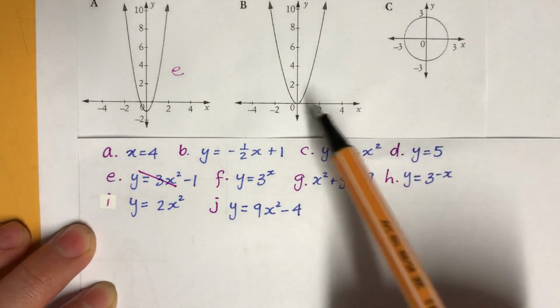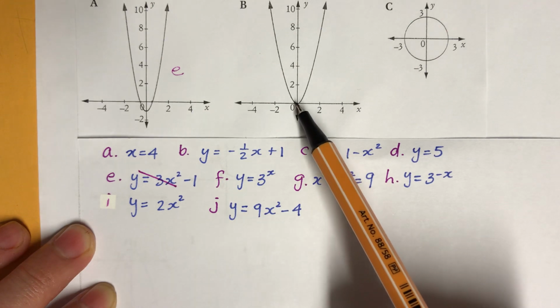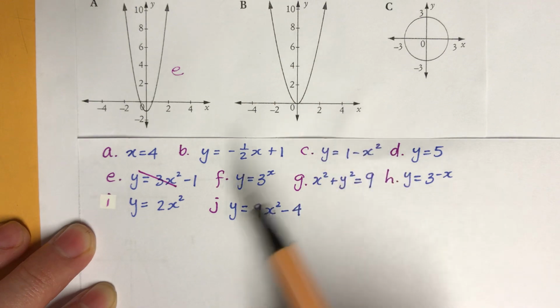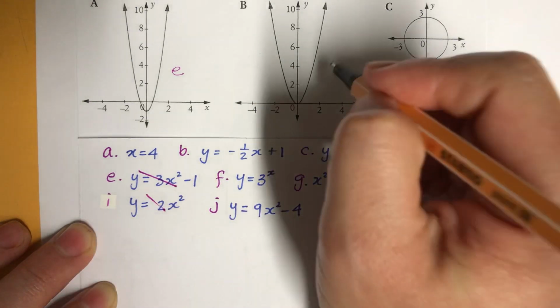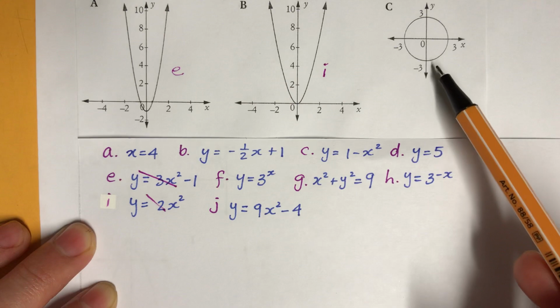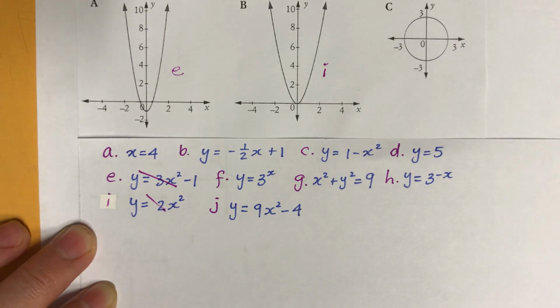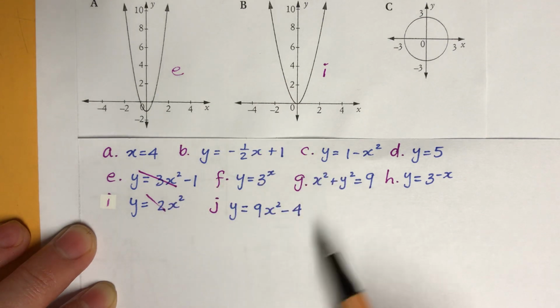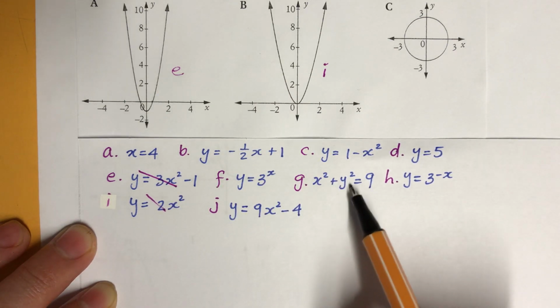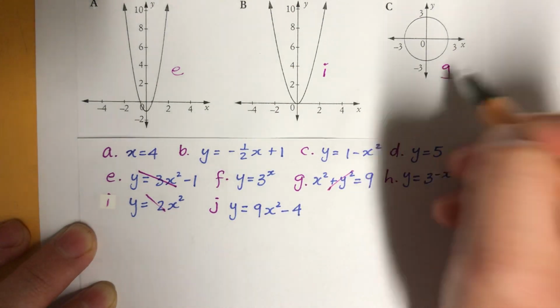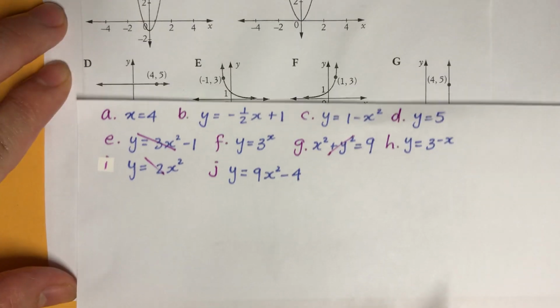Okay. B, again, is concave up. The vertex, the y-intercept is 0. Okay, so that's easy. That's this one, I. And this is a circle. I think it's quite the same as the one that we did before. So it's x squared plus y squared equals r squared, which is 3, which is 9. So which one is the circle here? That one. X squared plus y squared equals 3 squared, which is 9. So that's G.